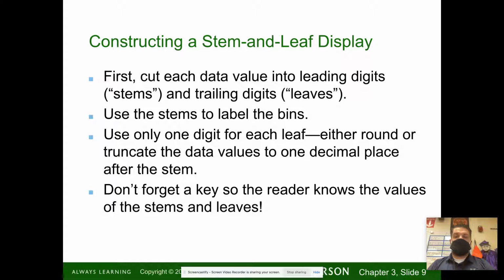But you use the stems as labels, like a label to the bin. And then you use 1 digit for each leaf to either round or truncate the data values to 1 decimal place after the stem. Don't forget to have some sort of key so the reader that looks at this will know what the values mean, okay?